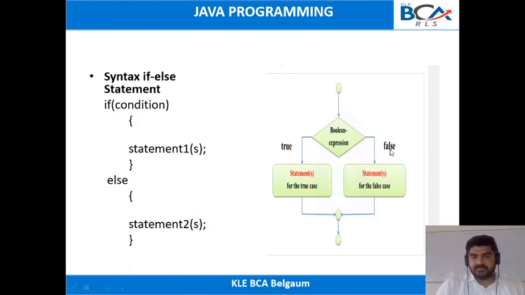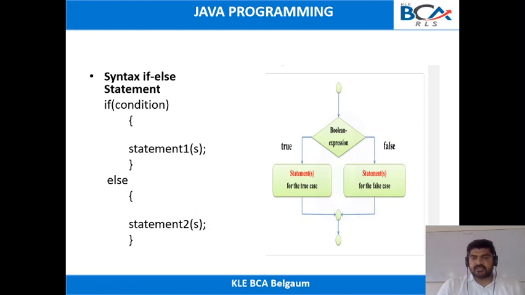Here you can see the flow diagram for the if-else statement. This is the start symbol. This is the Boolean expression, or you can consider it as the condition. If this condition is evaluated to true, next it will execute the statements that are inside the if block. If it is evaluated to false, next it will execute the statements that are inside the else block.